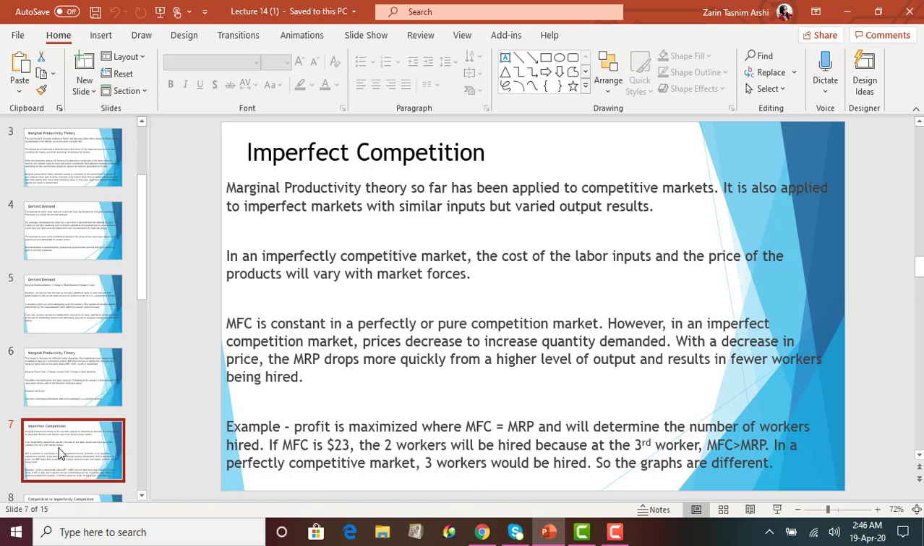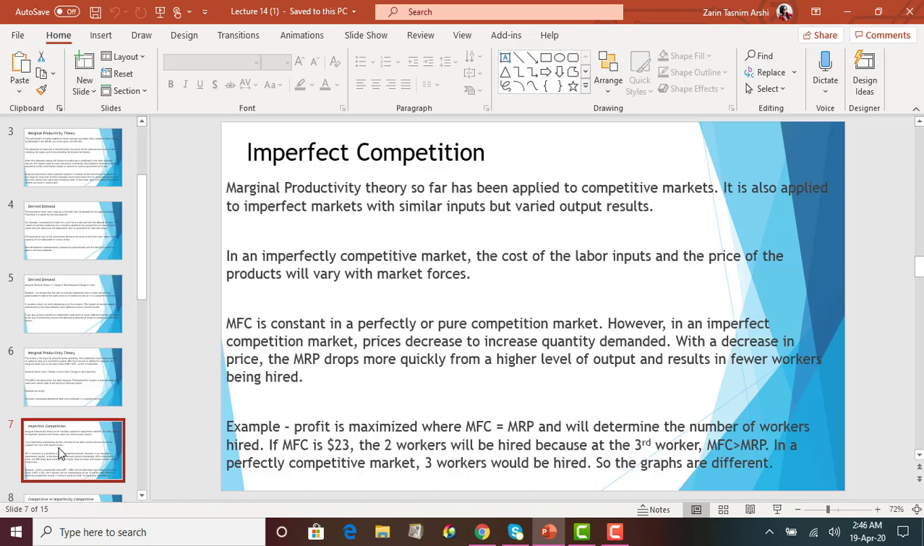Imperfect competition is when the prices do not remain the same. That's going to be the biggest difference between these two examples. The prices will change. As prices go down, your output will go up. That's what we're going to look at, and vice versa also.